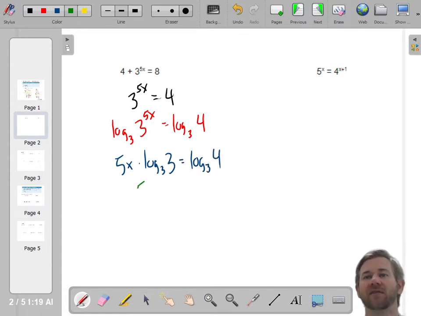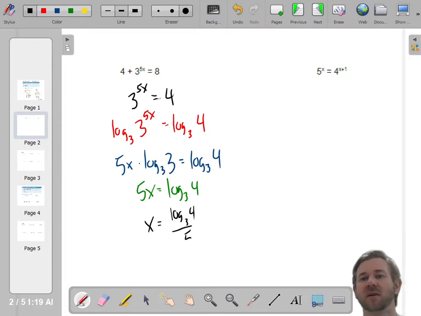So on the left side I have 5x, and on the right side I have the base 3 log of 4. So to get x by itself, I will divide the base 3 log of 4 by 5, and that's calculator work.